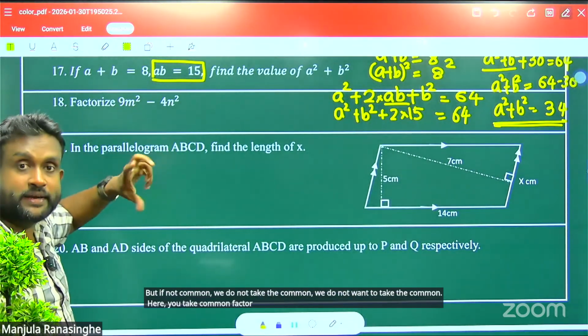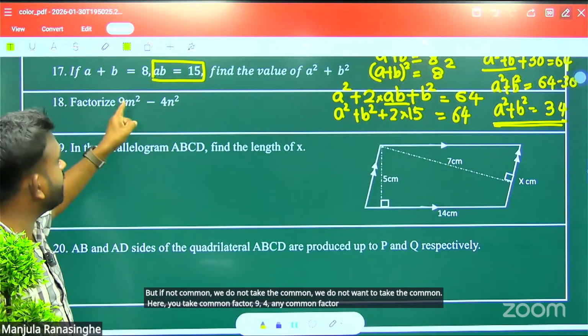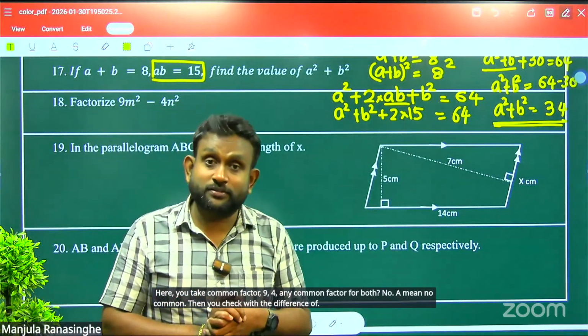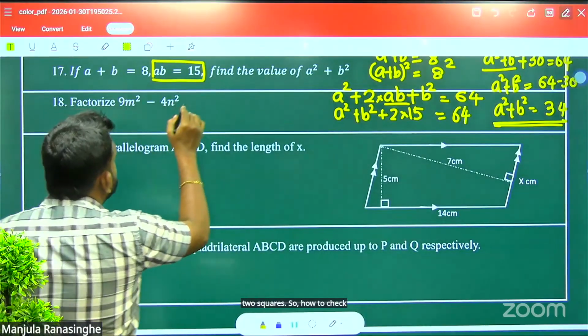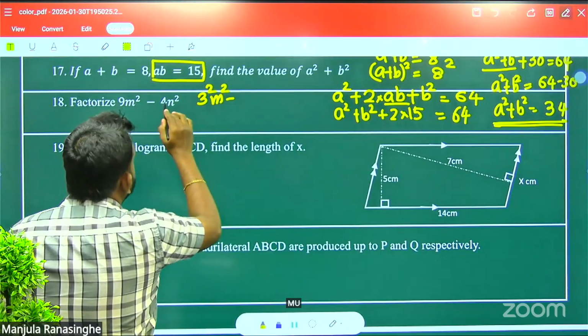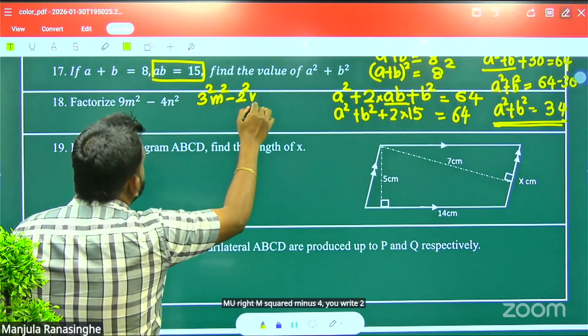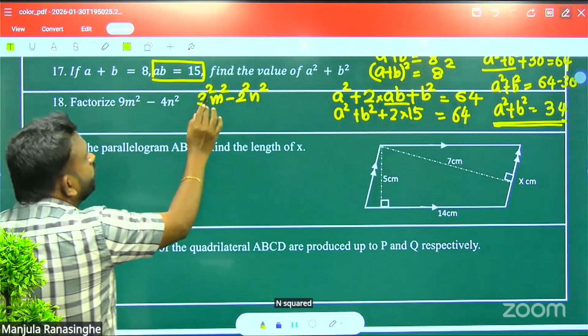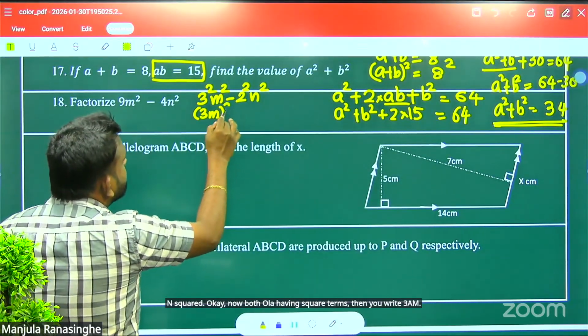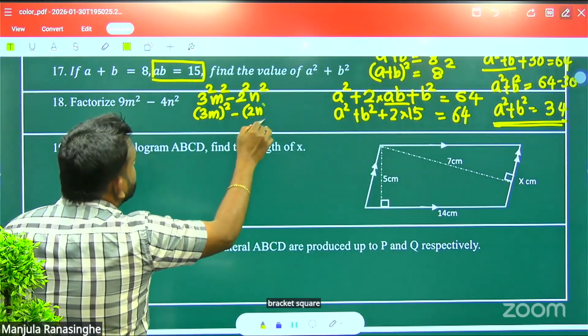9, 4. Any common factor for both? No. Mn, no common. Then you check with the difference of two squares. So how to check? 9 you can write 3 squared. M you write m squared, minus 4 you write 2 squared n squared. Okay, now all are square terms. Then you write (3m) squared minus (2n) squared.